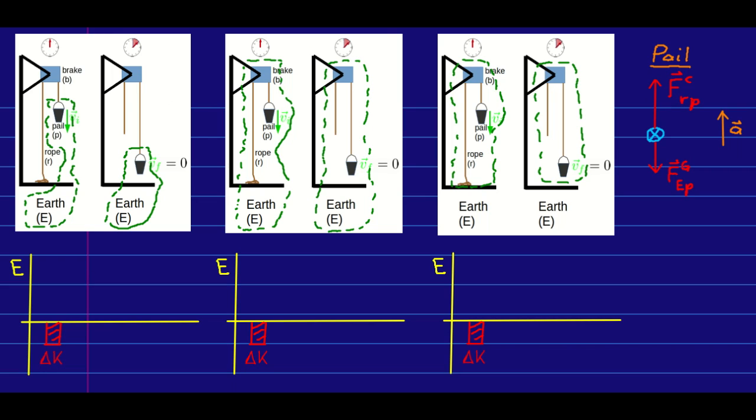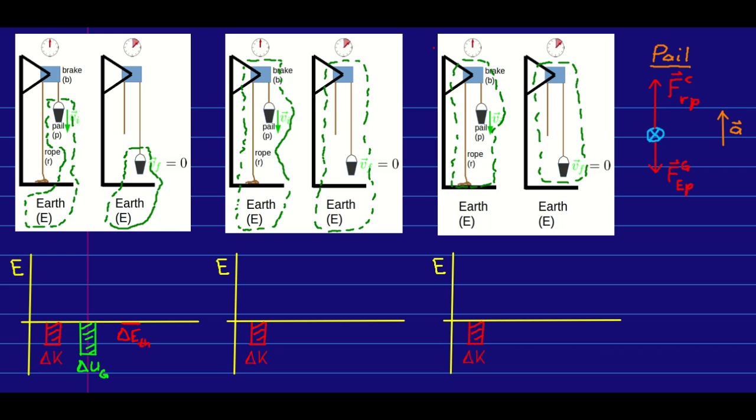Now, the first choice is to include the pail and the Earth in my system. Note that the pail goes down. And so we know the gravitational potential energy is decreasing, and so the change in gravitational potential energy is negative. And that should be everything for the energy in my system. The only other possibility here is a thermal energy. We know that's in the brake and the rope, and those are excluded from the system. But now look at the work done, because we can see that the change in system energy must be negative.